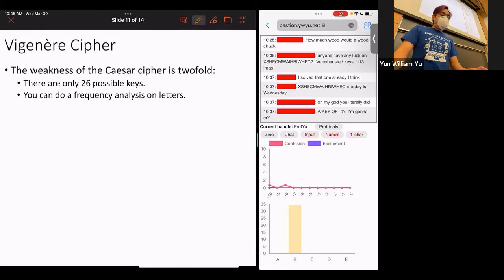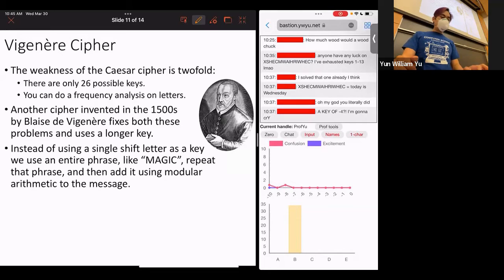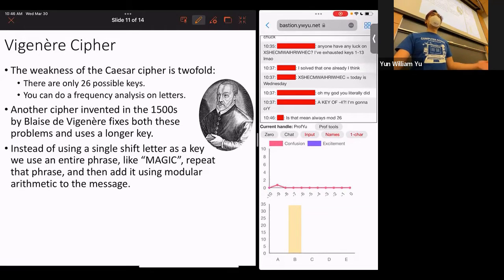Well, there's another cipher that was invented in the 1500s that fixes both of these problems and uses a longer key. So instead of using a single shift letter as a key, we use an entire phrase, like the phrase magic. Repeat that phrase and then add it using modular arithmetic to the message. It turns out that this makes the cipher a lot harder to decrypt. In fact, these types of ciphers are super hard to decrypt by hand, and even with a computer, you need to know what you're doing in order to decrypt them.